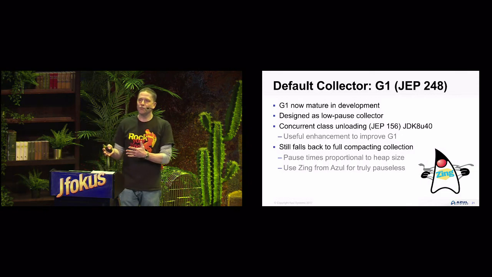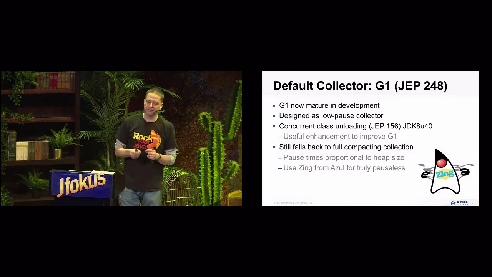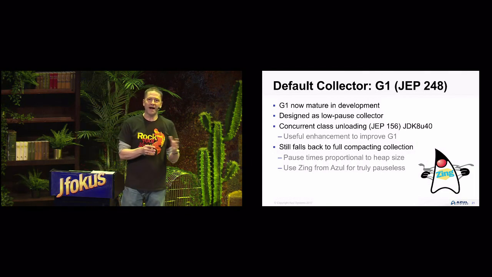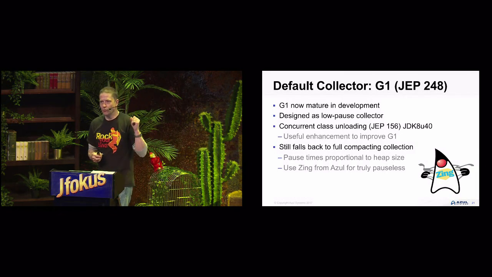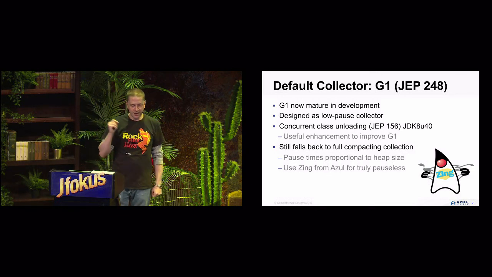It is designed as a low-pause collector, but I work for Azul, so I'm going to spend 15 seconds doing some marketing and say that in the case of G1, as with all other collectors except for Zing, you will fall back to a full compacting collection, which is where you get these big pauses. If you want a really good low pause, low latency collector, then have a look at Zing because it doesn't have a fallback of a compacting collection.